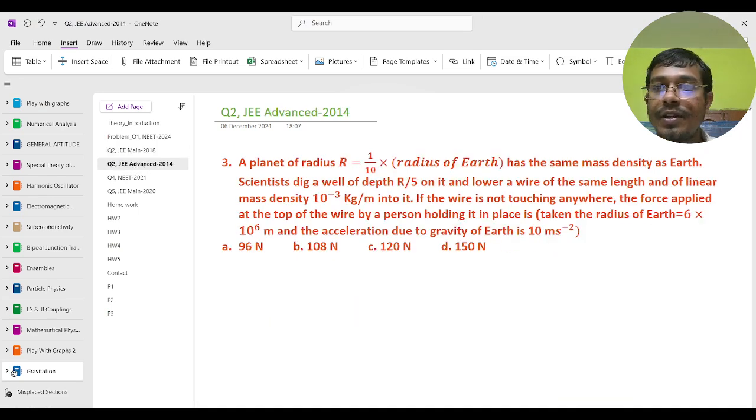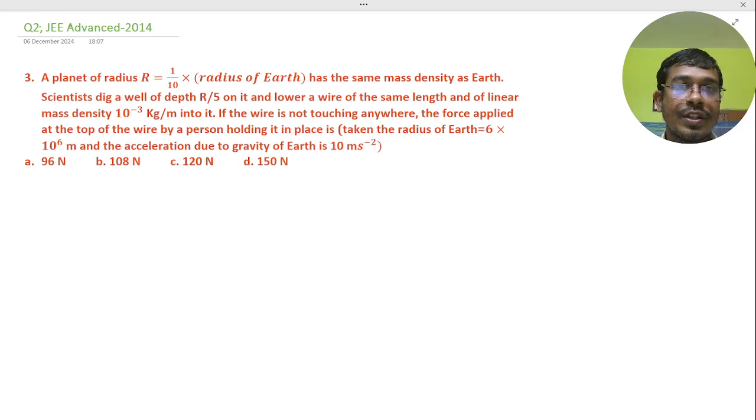Question number 3 is basically coming in JEE Advanced 2014, saying that a planet of radius R equal to 1/10 of the radius of earth has the same mass density as earth. Mass density is the same. Scientists dig a well of depth R by 5 on it and lower a wire of the same length and of linear mass density 10 to the power minus 3 kg per meter on it.